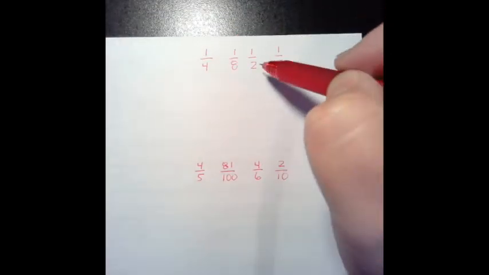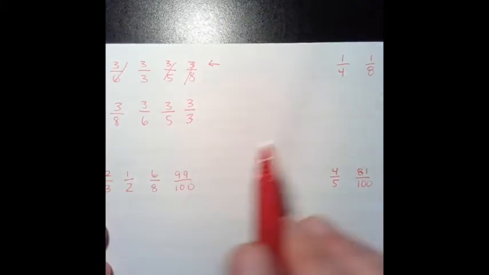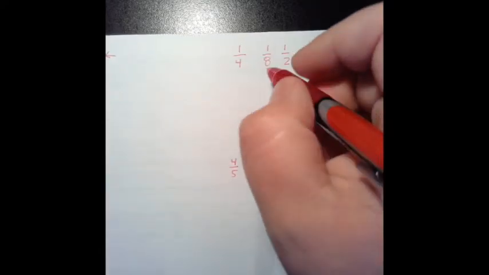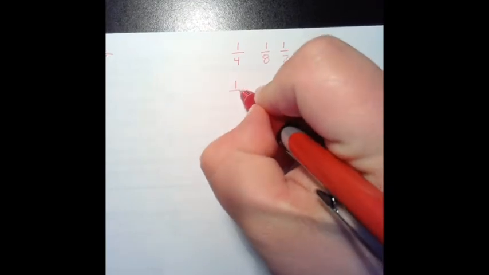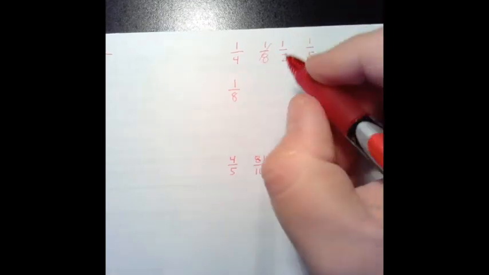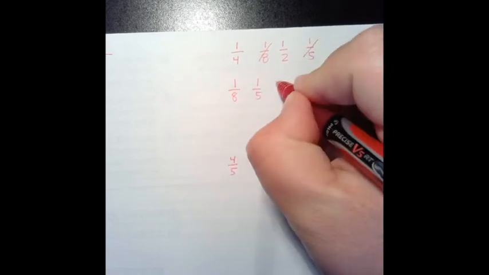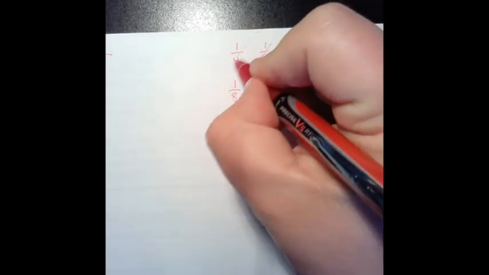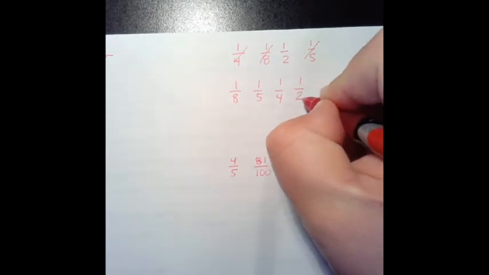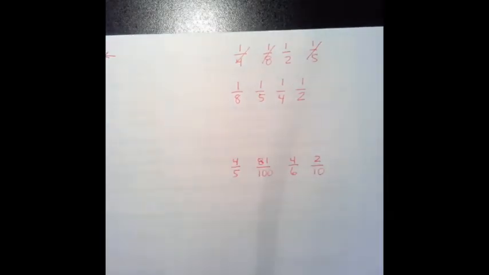So if we look at number 4, all our numerators are the same again. So just like we did with number 3, we're just going to look at our denominators and put them in order with the biggest number as our smallest piece. So we have 1/8 as our smallest. Then we're going to go to 1/5 and 1/4, and then lastly our half. So go ahead and transfer that.